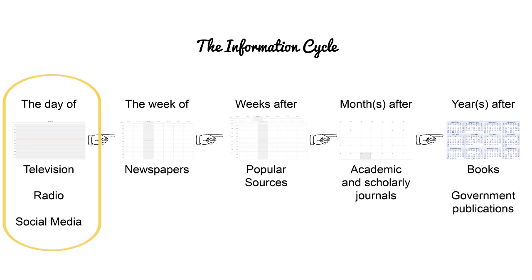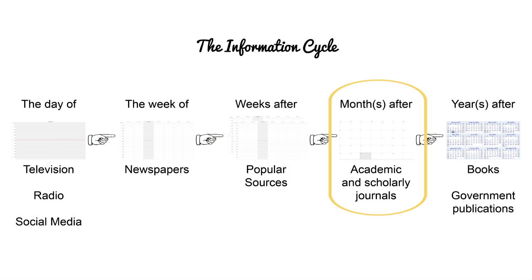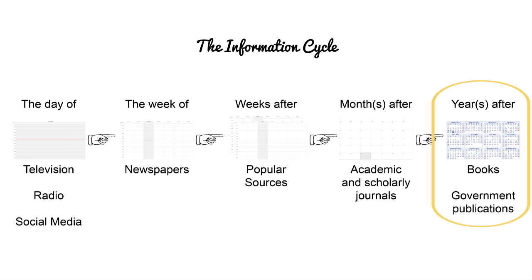When an event occurs, television, radio, and social media will report information the day of. Newspapers will publish information the week of. Popular sources will publish weeks after. Academic and scholarly sources will publish months after. And books and government publications will publish years after.